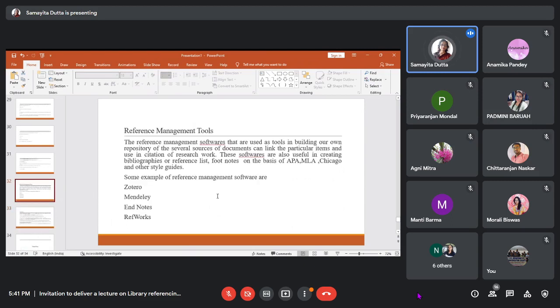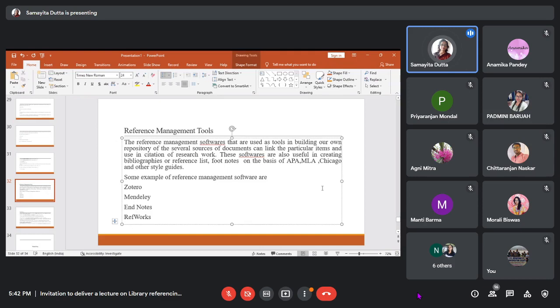Now, reference management tools. How can you manage your references? There exist some software with which you can manage your references in writings. These are very helpful in article writing, in your research work, and in maintaining your list of references. You can make your own libraries of documents, and you can also make bibliographies, reference lists and footnotes with the help of this citation software in your writings.